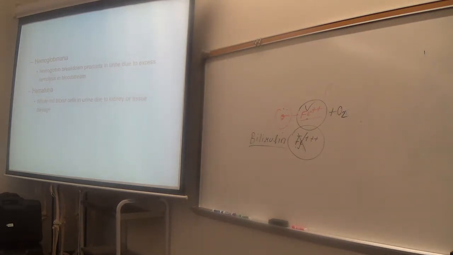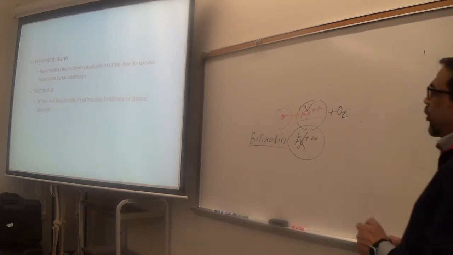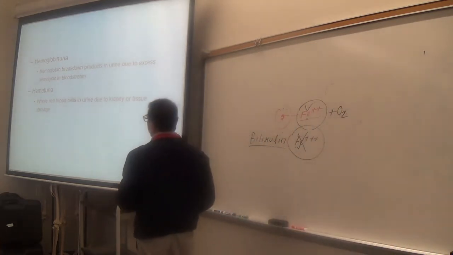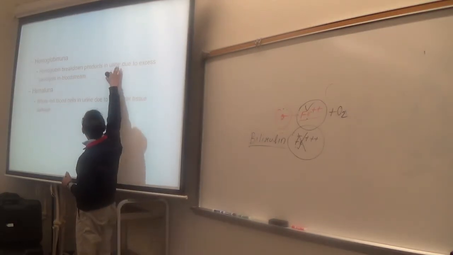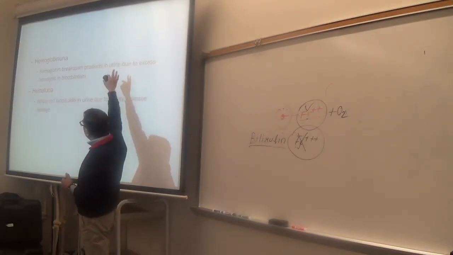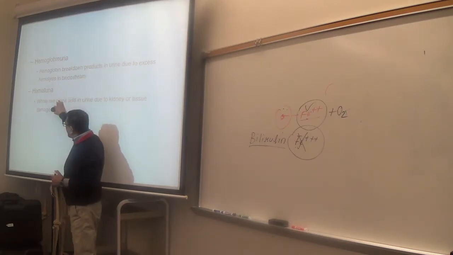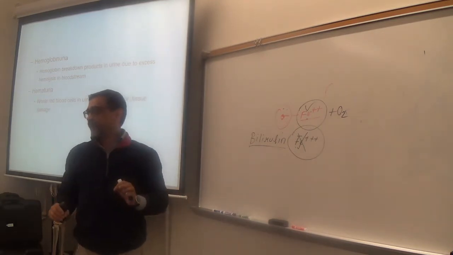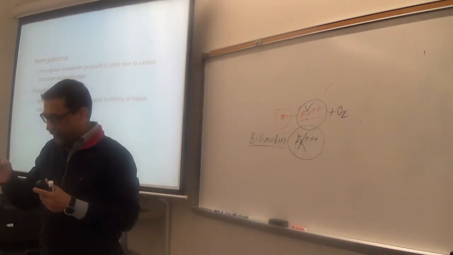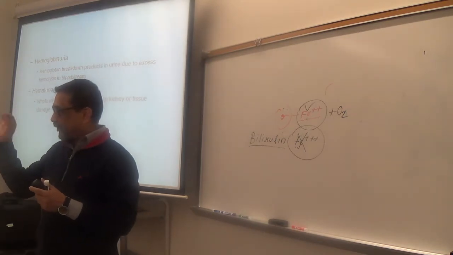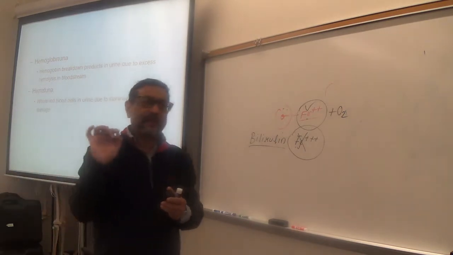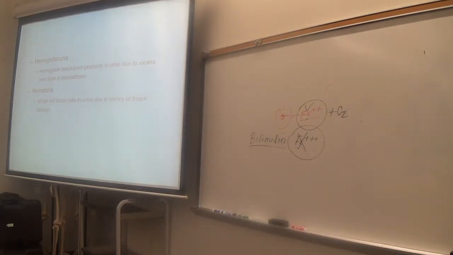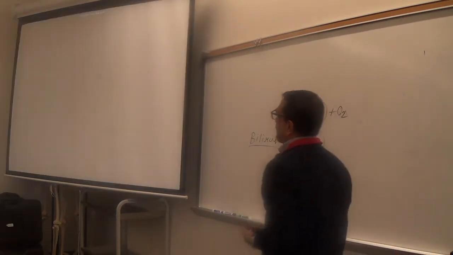Now, just a couple of conditions: hemoglobinuria and hematuria. If hemoglobin breakdown products are found in the urine, that is called hemoglobinuria, and hematuria if the whole red blood cell gets out with the urine. So if you take a drop of urine and see under microscope, if you see the whole red blood cell, intact red blood cells, that is called hematuria. That can happen due to kidney disease, filtration of kidney. If that doesn't work, that can happen.